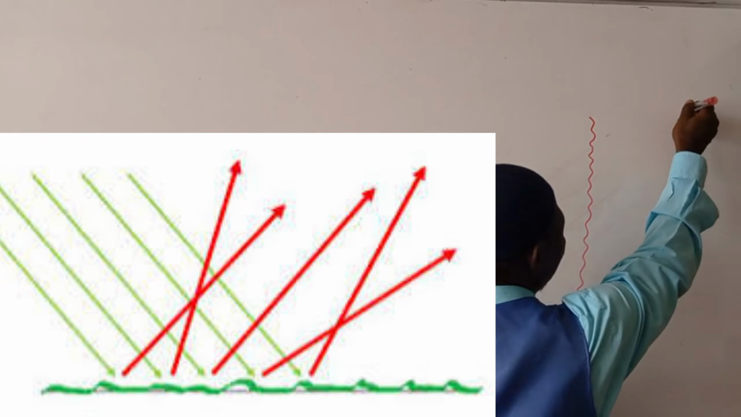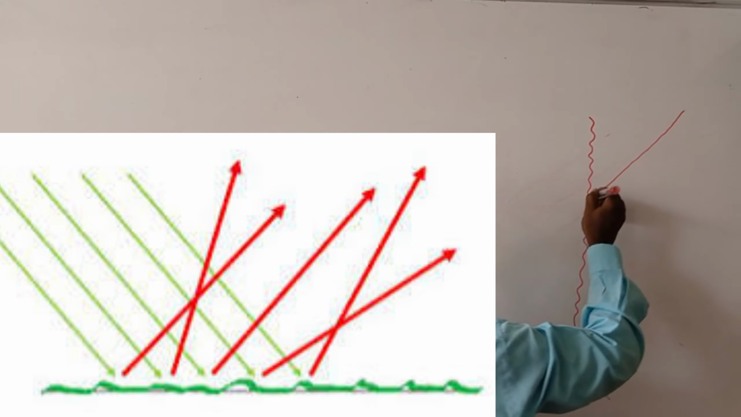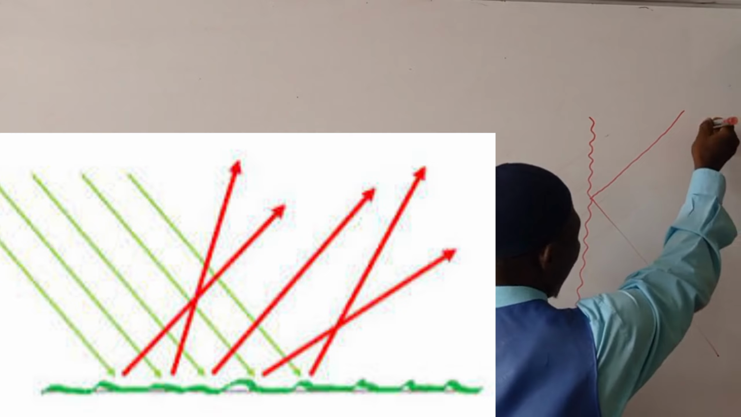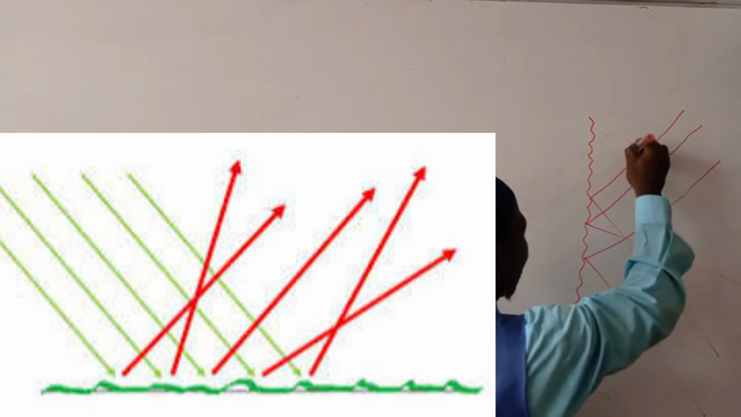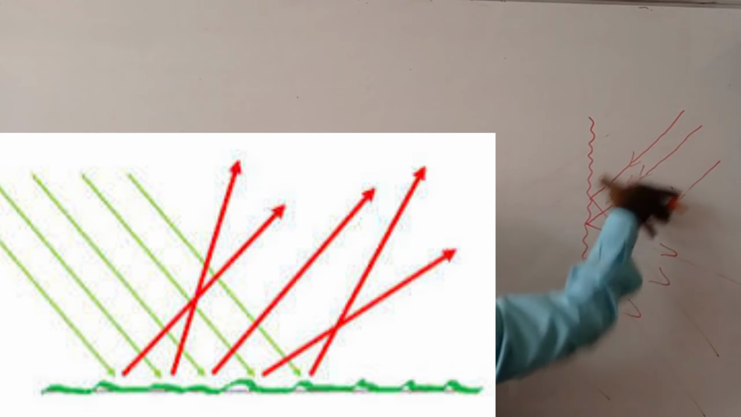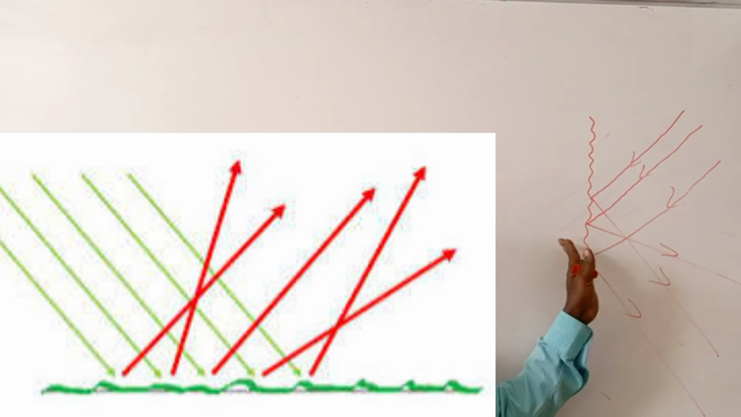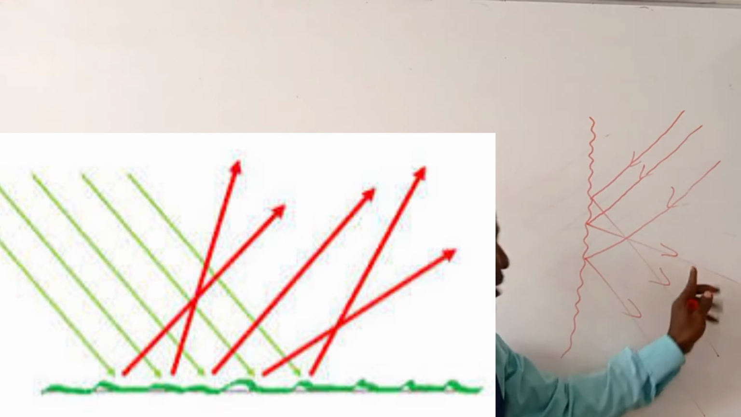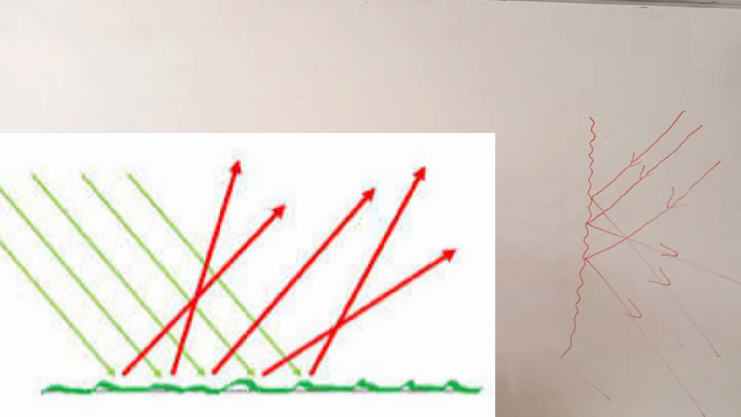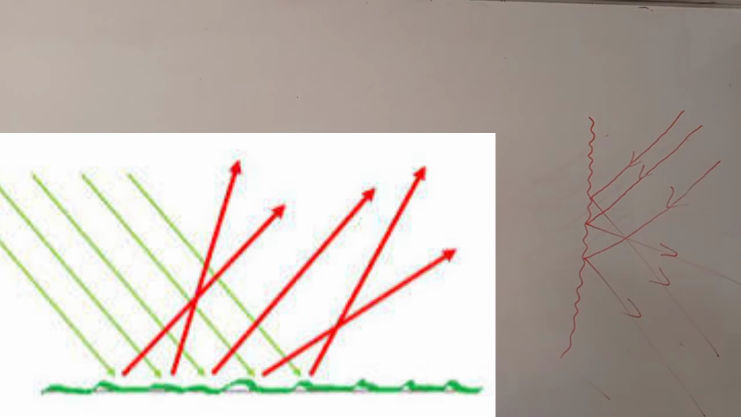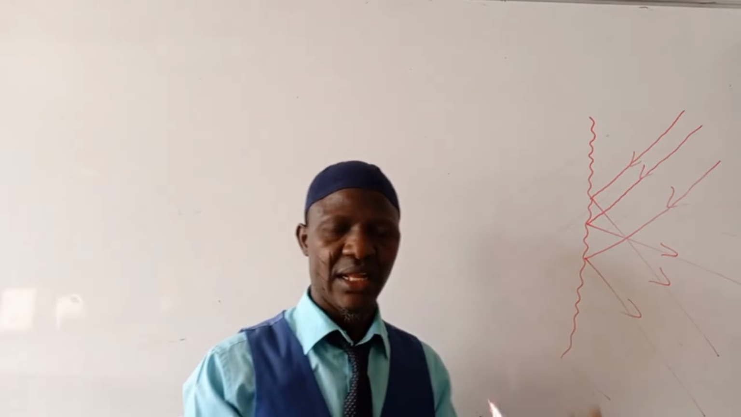For instance, I have this here, it can be like this, then another one parallel to it. So you now discover that despite the fact that the rays are parallel when they are coming as incident ray, their reflections are not parallel to each other again. So this kind of reflection is called irregular reflection or scatter reflection.